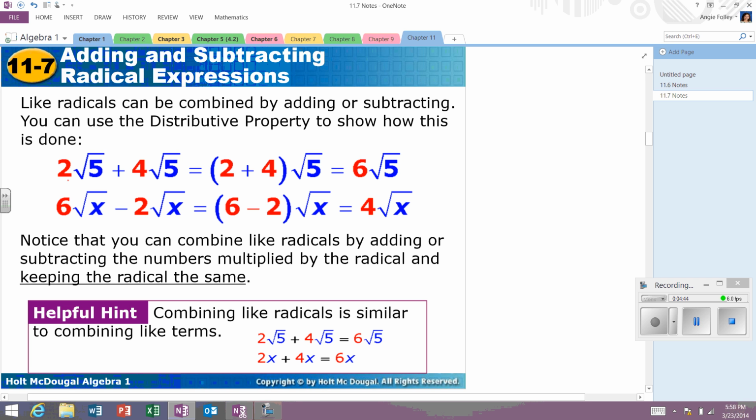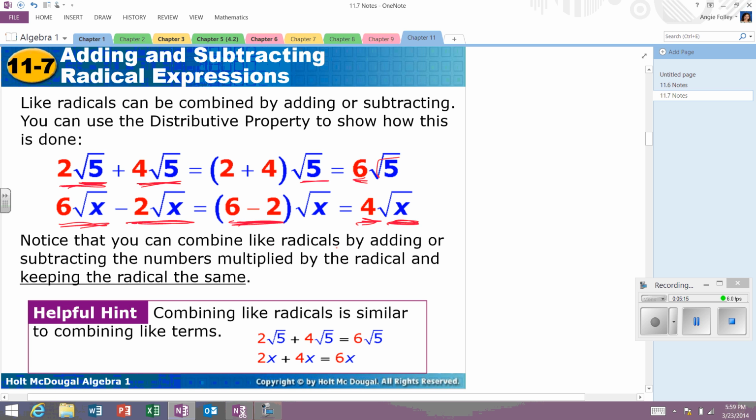So for example, 2 times radical 5 and 4 times radical 5, what you can do is pull out the 2 and the 4, and if you add those together, it would be 6, and then you keep the radical 5 next to it. It's kind of like a variable. When it has the same radical, you treat it like a variable. So on this next one, if I have 6 radical x minus 2 radical x, I would subtract the 6 and the 2, and that would be 4, and I would keep the radical x.